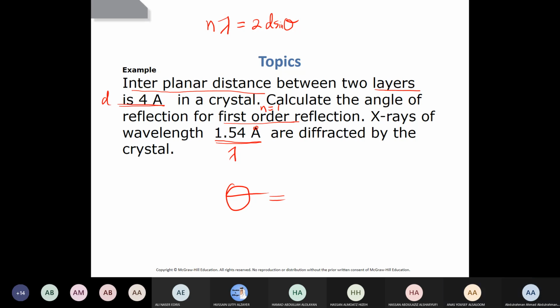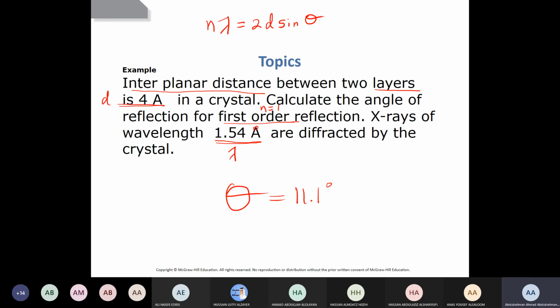Yes. 11.01. Yes, I got the same. Somebody says 11 point what? 0.1. 1 degree. Who's got the same answer? I got the same. Yes.